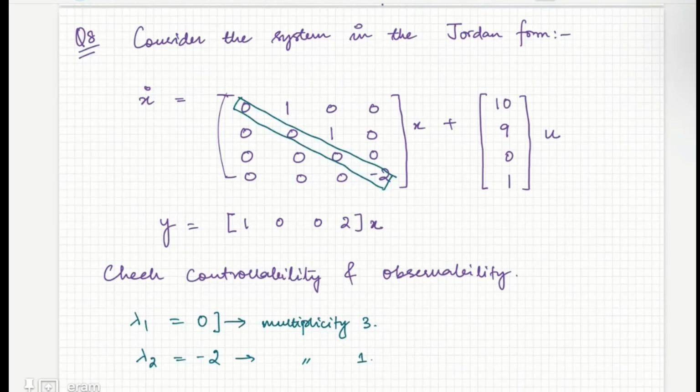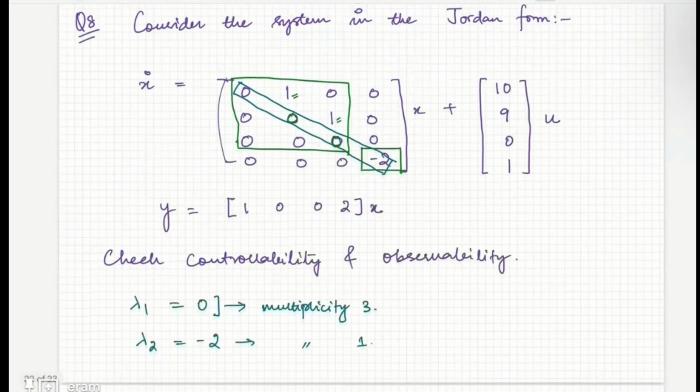And so for the Jordan blocks, for -2 we have only one Jordan block. For 0, we can see that the entry above this 0 is 1, so it is in the Jordan block, and the entry above this 0 is also 1, so it is in the Jordan block. So this constitutes another Jordan block. Alright, so we have two Jordan blocks for the system.